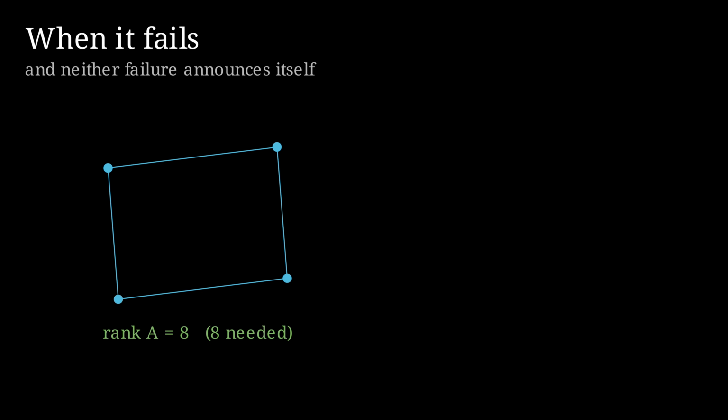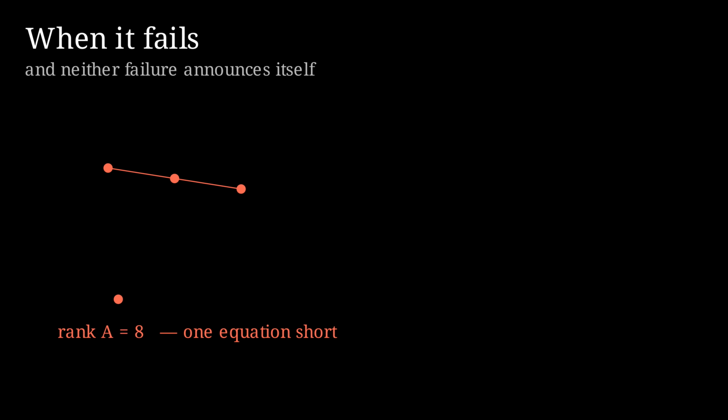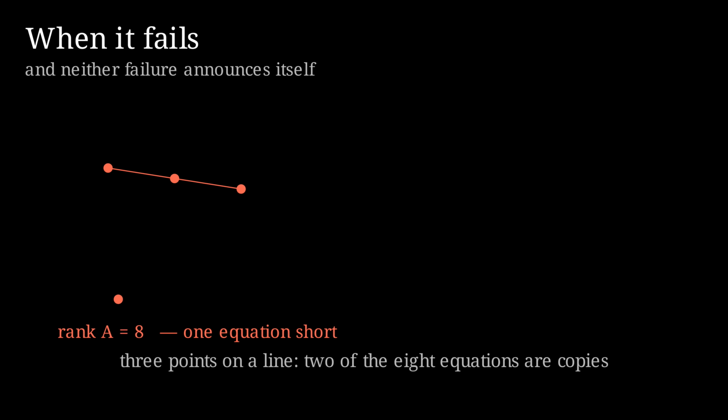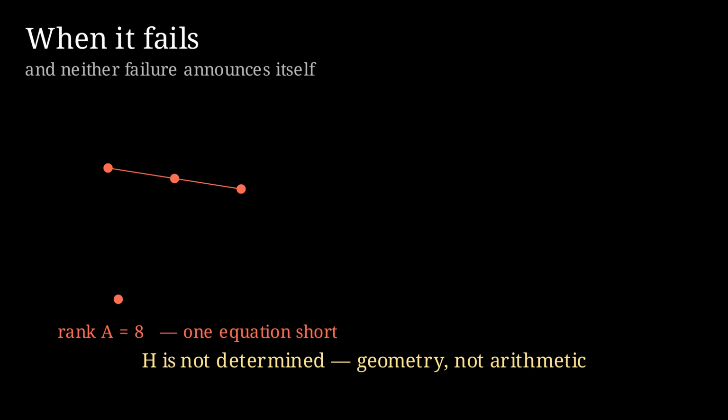Neither of them announces itself, and that's what makes them worth knowing. The first, remember the rule, no 3 points on a line. Here's what it actually means. 4 points spread out. The rank of A is 8. We have 8 independent equations, and H comes out. Now slide 3 of them onto a line. Rank 7. 2 of those 8 equations have quietly become copies of each other. 7 equations, 8 unknowns. H is not determined.